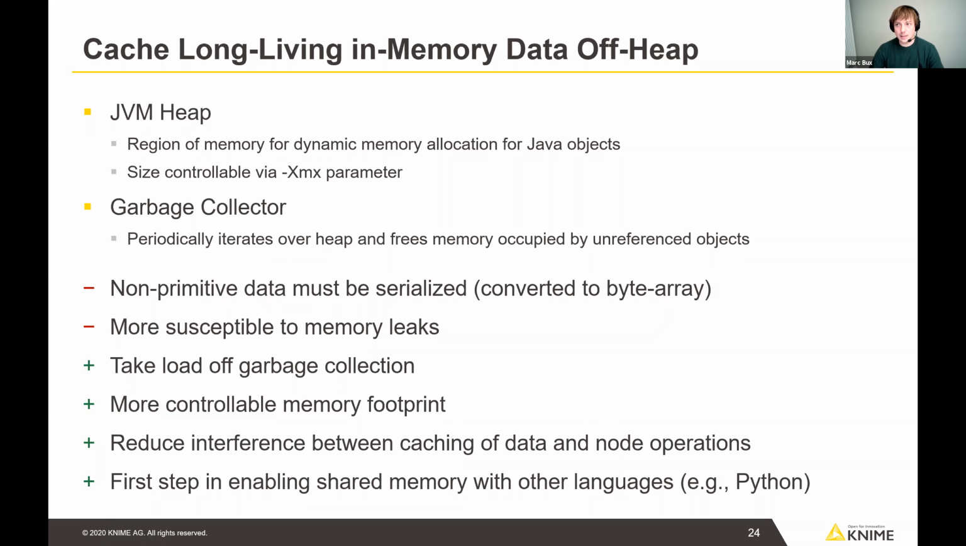And finally, but maybe most importantly, storing our data off heap is a first step in enabling shared memory with other languages. So the plan is to end up in a world where our Python nodes can directly access the same memory as our Java nodes can, which would make them miles faster.